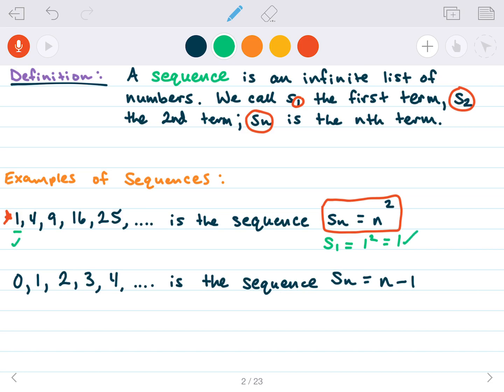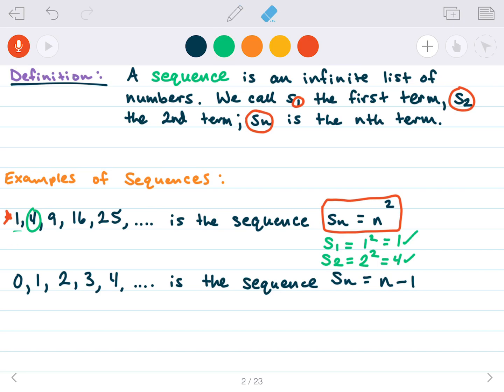The second term should equal 4 when we plug it into the rule. So the second term is S sub 2. Wherever we see an n, we're going to put 2. And so we just have 2 squared, and that equals 4. And we can keep going.